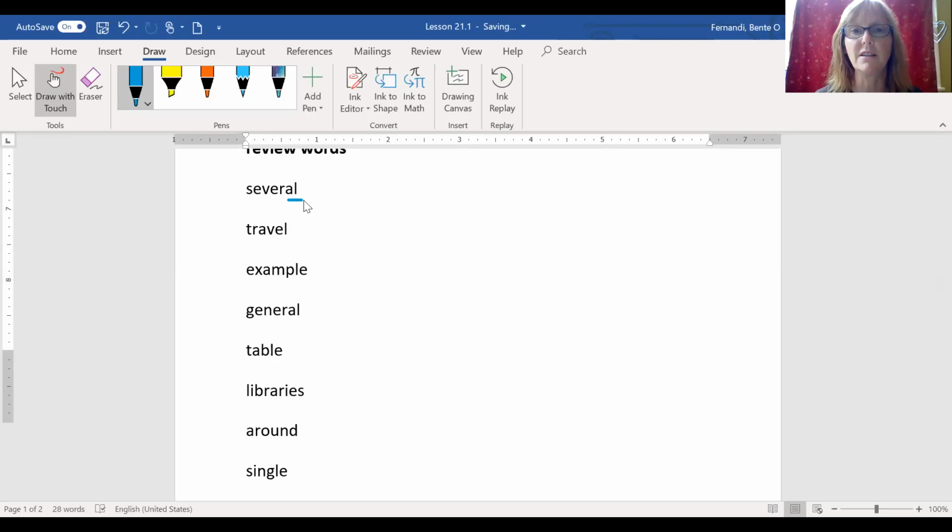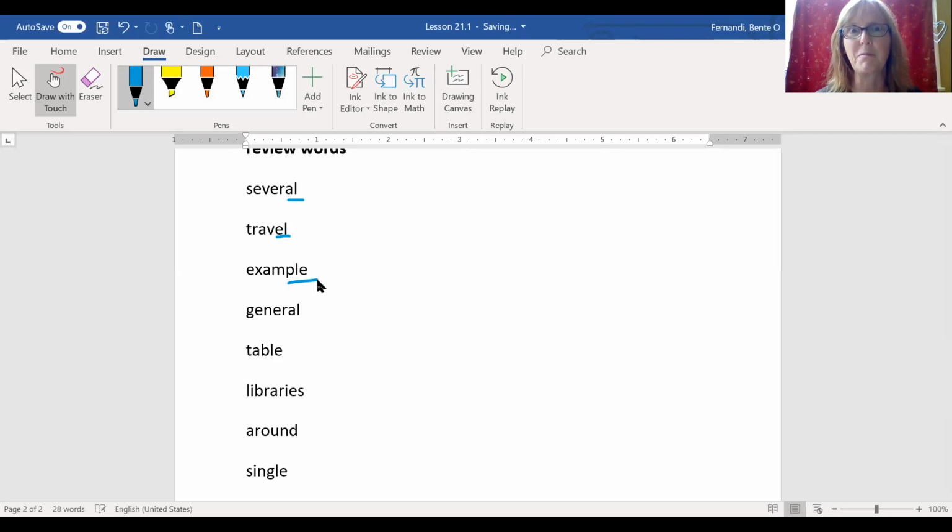Several, here's our ul sound in A-L. The R can't take the L-E. Travel, same with the V. Remember V, we don't want to put L-E after V, it can't happen. So we're going to switch the L and the E and make it E-L.